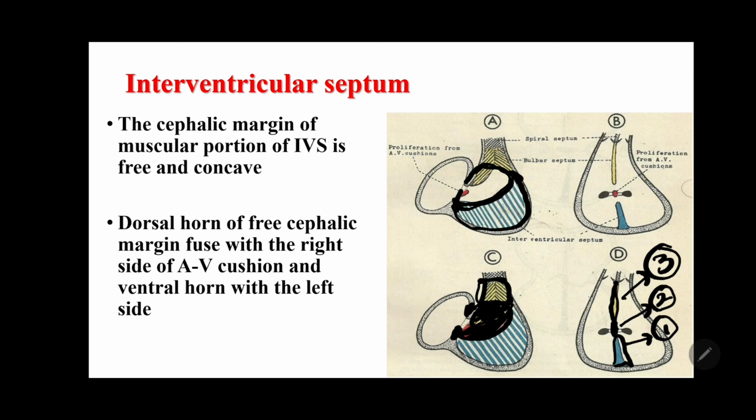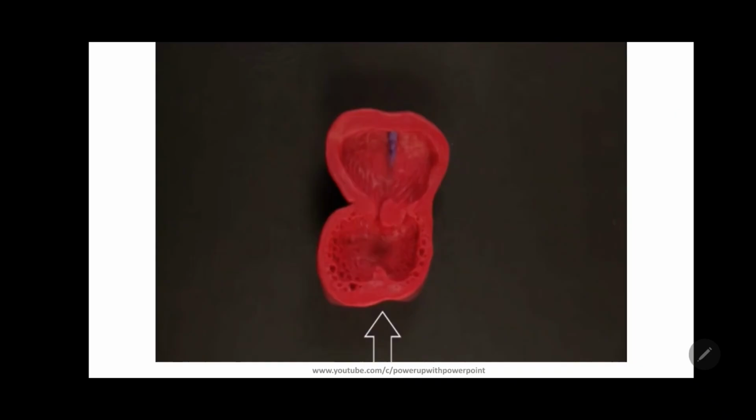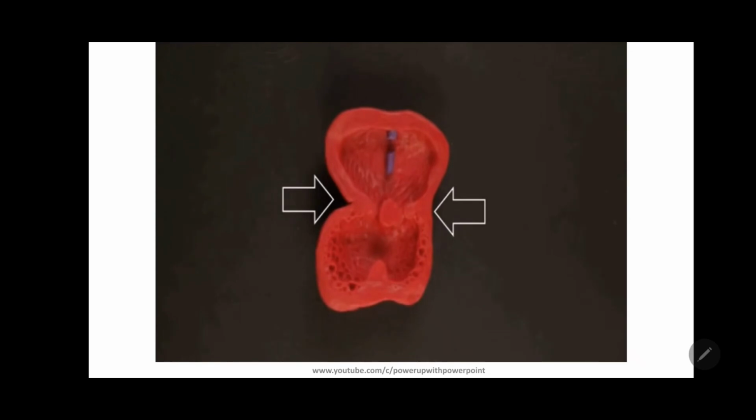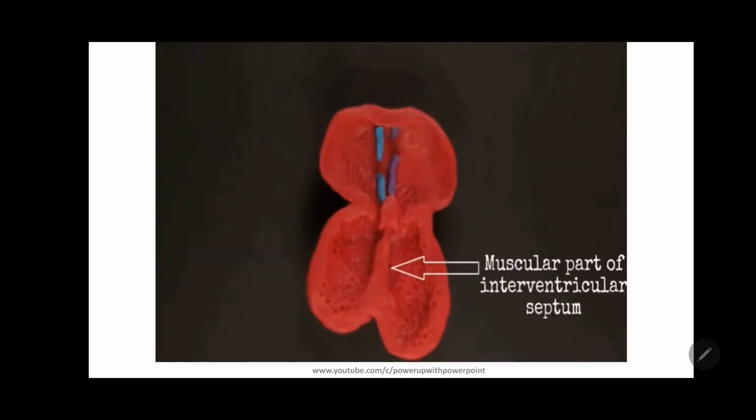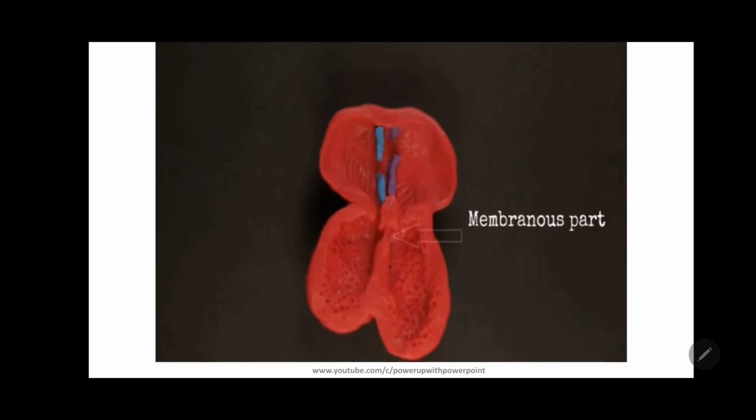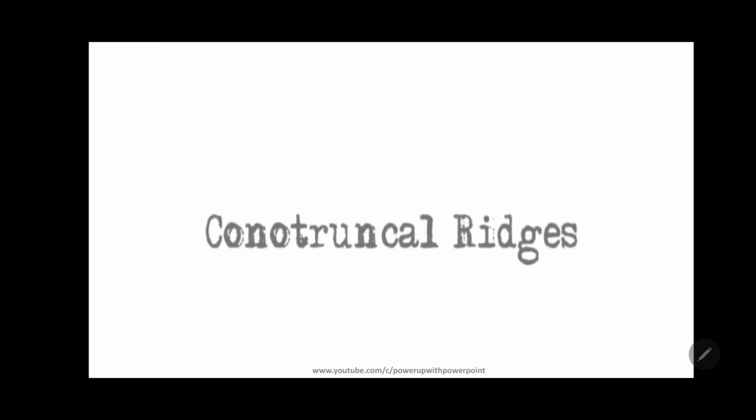So this is how the interventricular septum has two portions. It has a muscular portion and a membranous portion. When you see here, we have already seen the development of the atrial septation. Here, when you see the interventricular septation, the lower 3/4 is muscular, and the upper 1/4 is the membranous part.